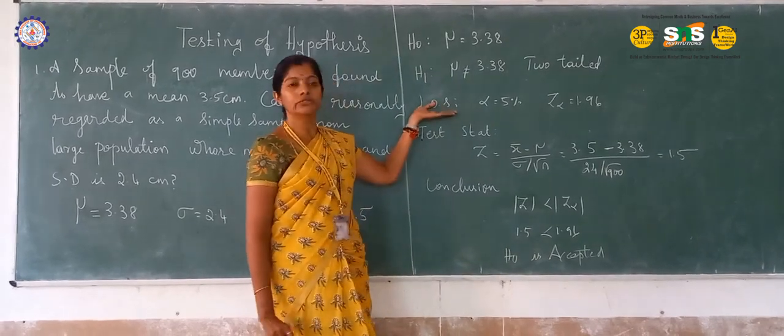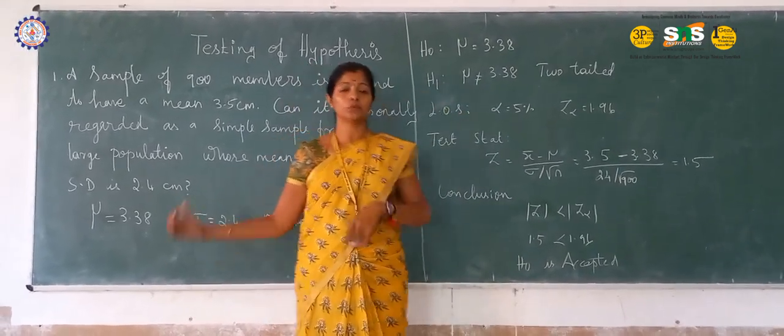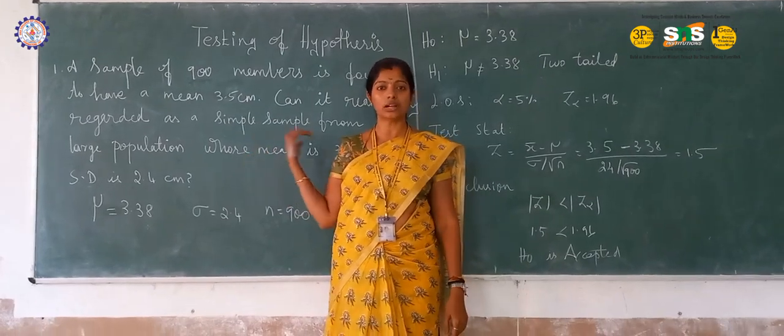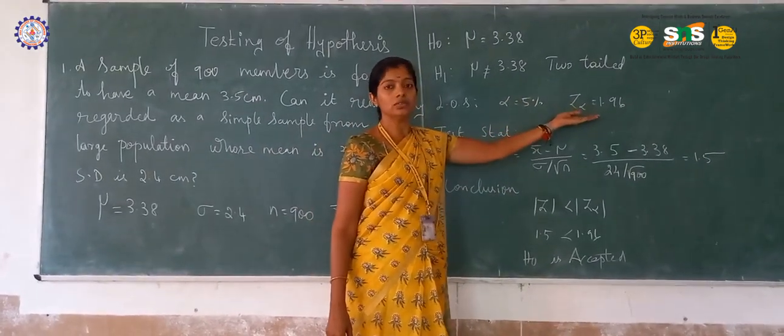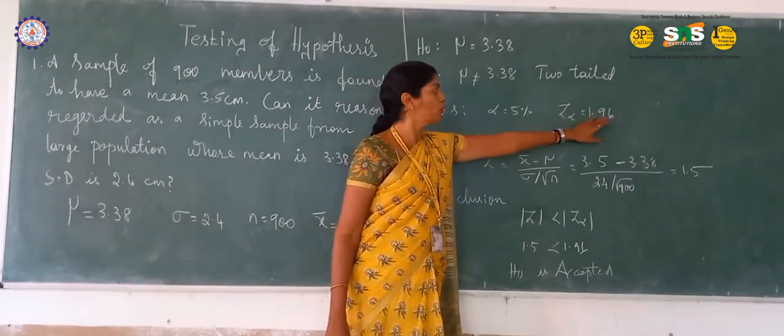Then we have to fix our LOS, the level of significance. In this problem it doesn't give LOS, so the default value alpha is 5%. So your table value for 5% is 1.96.